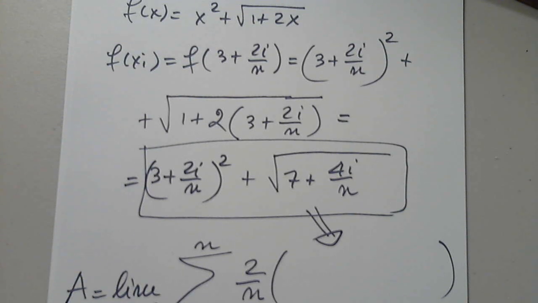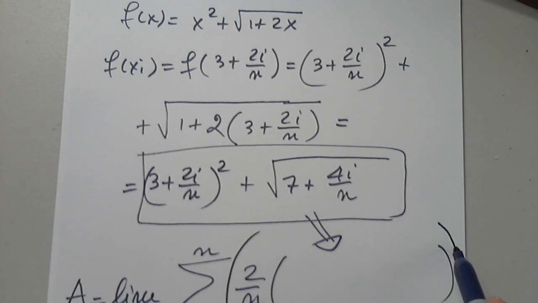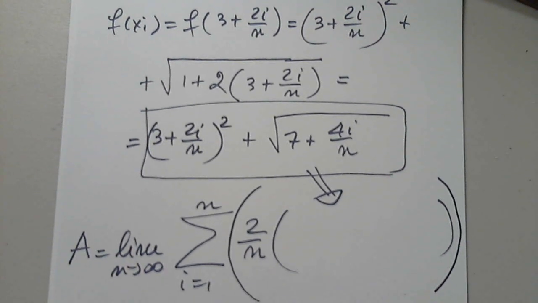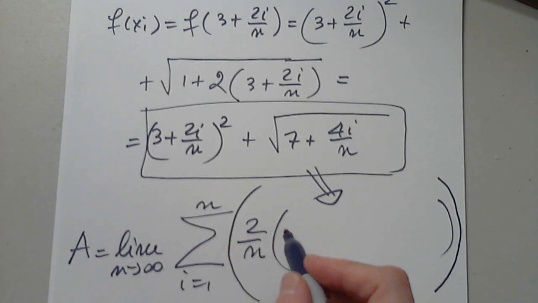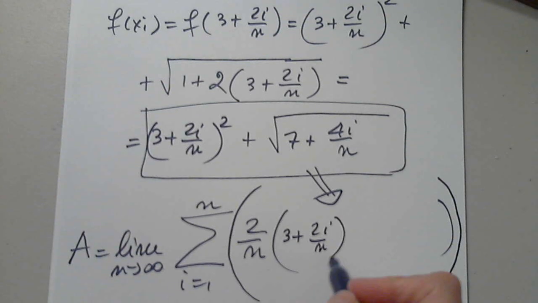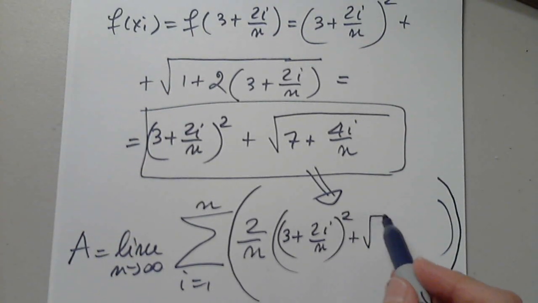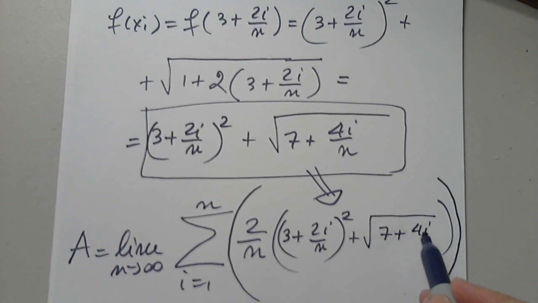So would I put the 2 in? You have to write 2 over n. Okay, and then another set of parentheses inside. Yes, that. Okay. So you may have this, which is okay. If it doesn't take it, because it's correct, I'll give you the points. So I would write 3 plus 2i over n, another parenthesis squared, and plus the square root of 7 plus 4i over n.